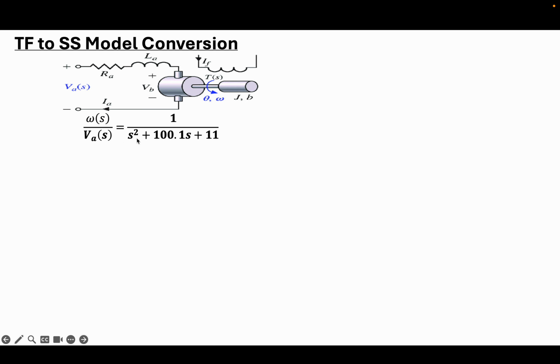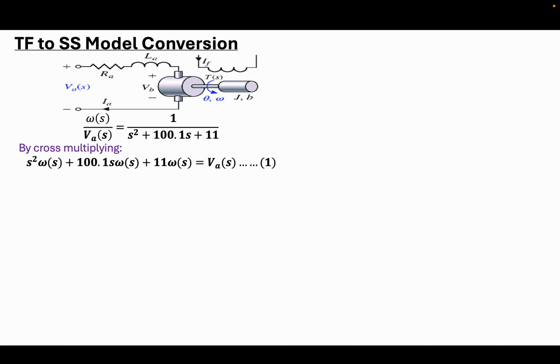So this is the transfer function model of the DC motor. We are going to convert it into state space, and as you can see, it is a model that represents how the motor speed is related to the applied input voltage. So the first thing we are going to do is to cross multiply, and as you can see, it is in S domain, so we have to convert it into time domain.